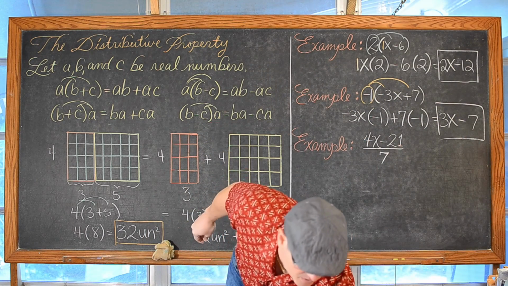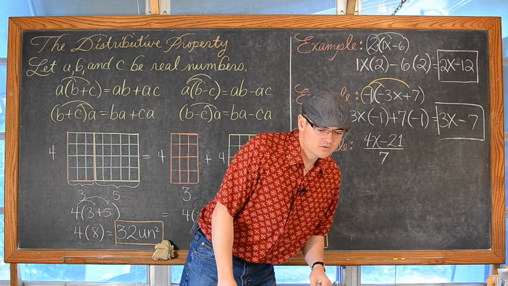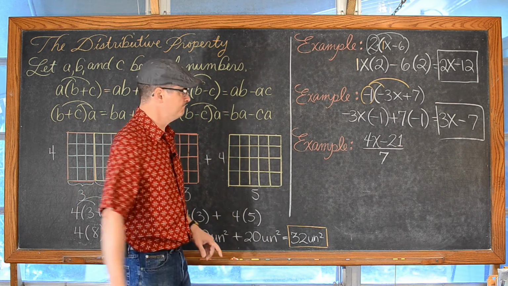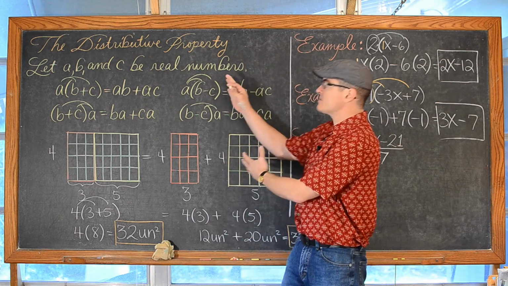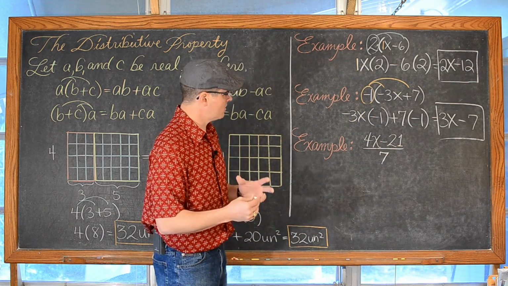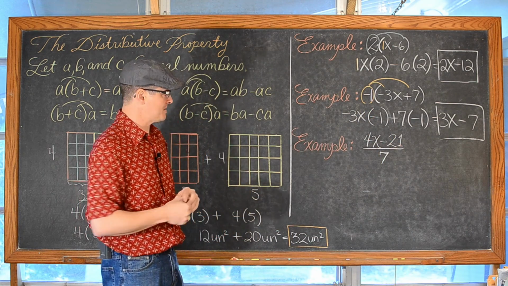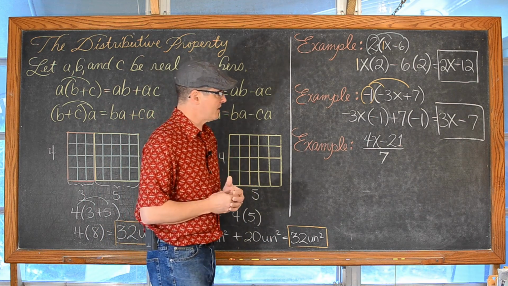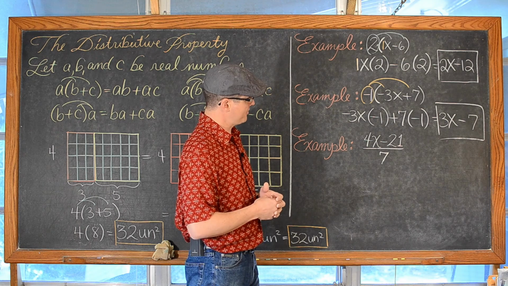I'm just going to make sure I'm not running out of time here. Good. It is 4x minus 21 over 7. Now, I'm just introducing the distributive property for you, so I'm going to do this a little bit differently than maybe I would do on a normal basis, and I'll explain that at the end of this example.